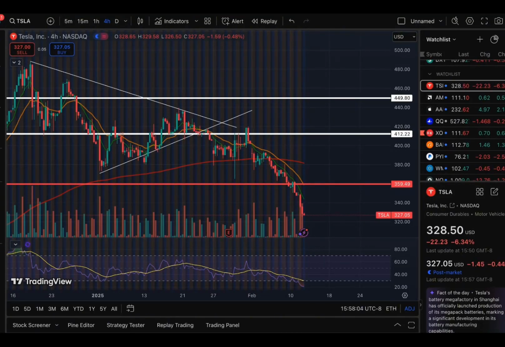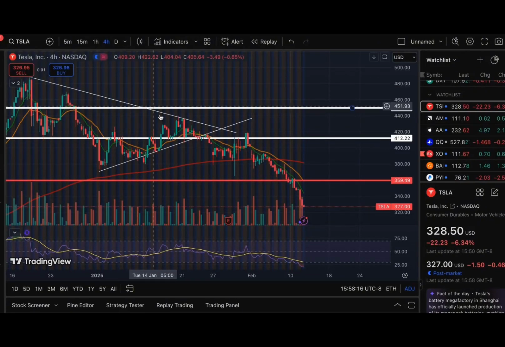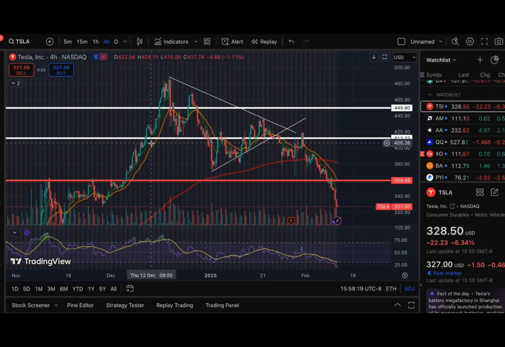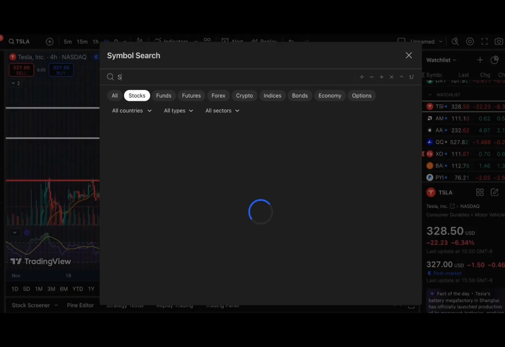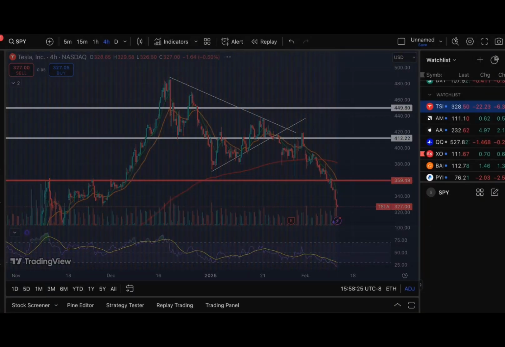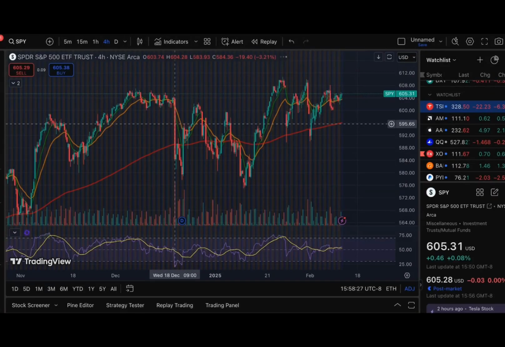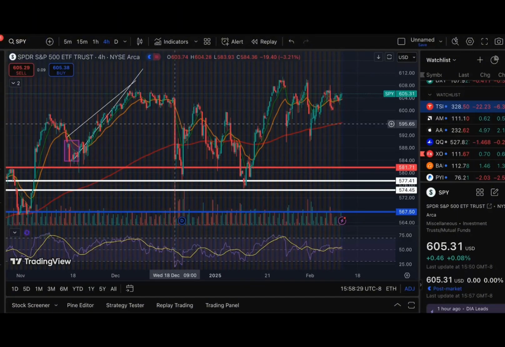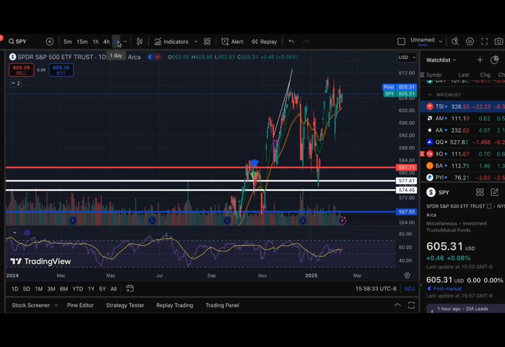So what I'm going to start doing right now is just sharing my screen, and I'm going to do this on TradingView. Everyone should be able to see my screen right now. What I'm going to first do is go to the S&P 500 index, also known as SPY, ticker symbol SPY. And now I'm going to go to the daily chart.